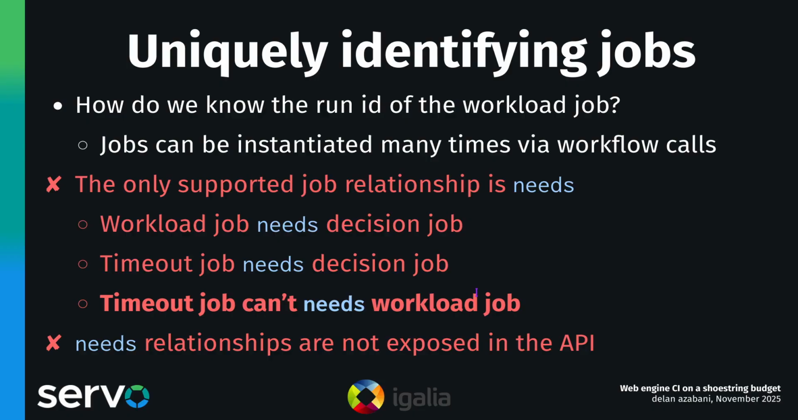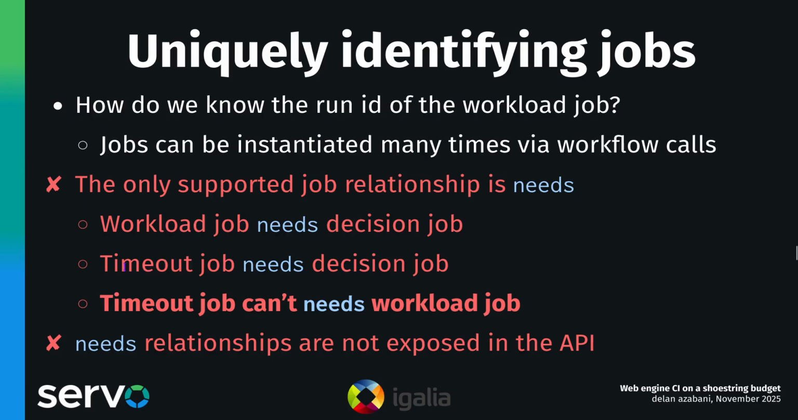How needs works is that if job A needs job B, then job B has to actually get assigned a runner and run and complete its run and has to finish before job A can even start. And in this situation, we're making a timeout job to catch situations where the workload job never ends up running. So if we expressed a needs relationship between them, then the timeout job would never run, in these cases at least.